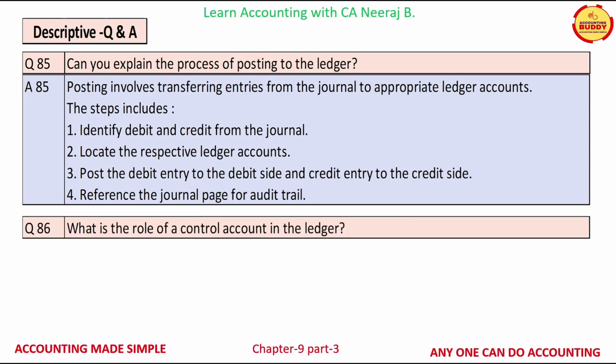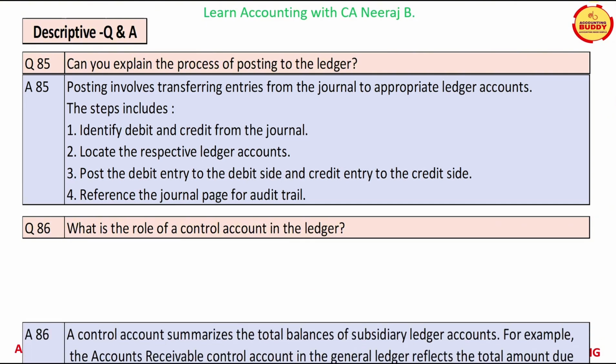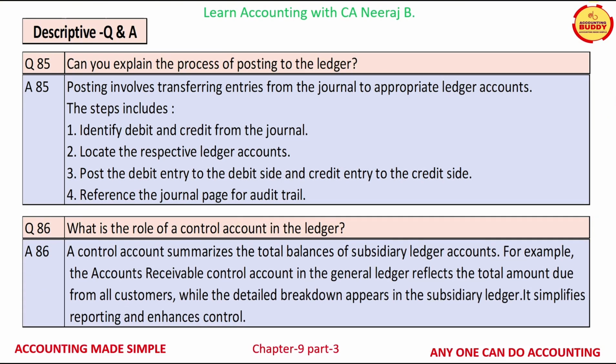Question number 86 is, what is the role of a control account in the ledger? And the answer is, a control account summarizes the total balances of subsidiary ledger accounts. For example, the accounts receivable control account in the journal ledger reflects the total amount due from all customers, while the detailed breakdown appears in the subsidiary ledger. It simplifies reporting and enhances control.